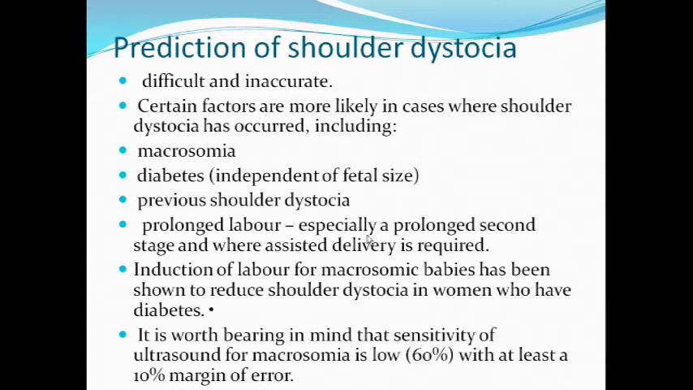It is worth bearing in mind that the sensitivity of ultrasound for macrosomia is low, with at least a 10% margin of error. With ultrasound we are predicting whether there is a chance of shoulder dystocia or not. It is difficult to assess the exact fetal weight by ultrasound. There is always a difference of 400 to 600 grams, so you are not able to assess it exactly.